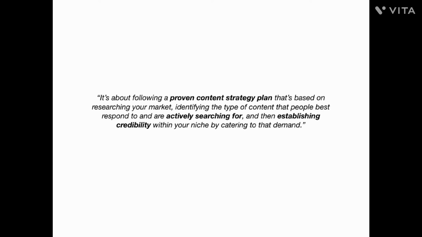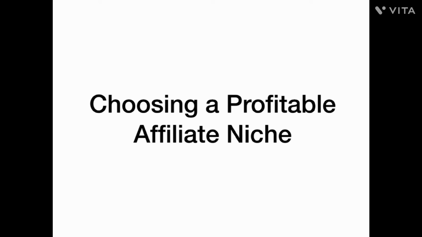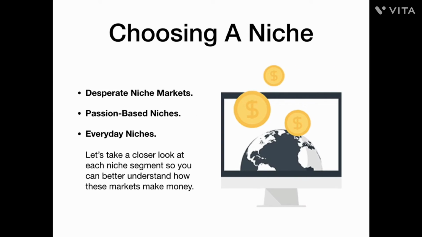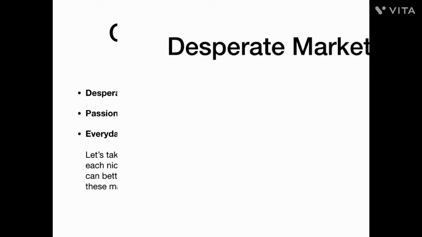In affiliate marketing, it's all about following a proven content strategy plan that's based on researching your market, identifying the type of content that people are actively searching for, and then establishing credibility within your niche by catering to that demand. Choosing a profitable niche. Choosing a niche: desperate niche markets, passion-based niches, or everyday markets. Let's take a closer look at each niche segment so you can better understand how they may make you money.